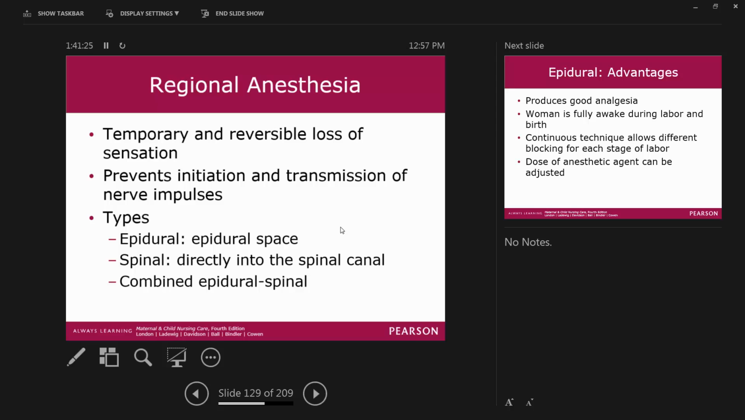Okay. The spinal is somewhat different. A spinal is usually given during a C-section, where you want to dose the woman. You want to get to the spinal space, dose the woman, and then pull the needle out, and then she no longer has this continuous drip going. This spinal will last throughout her entire C-section procedure.